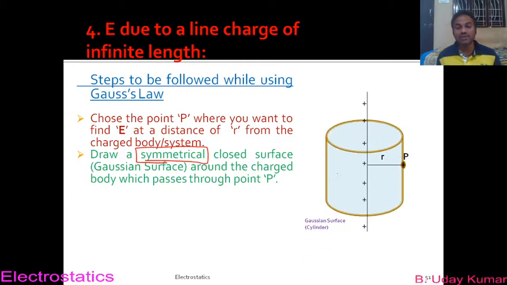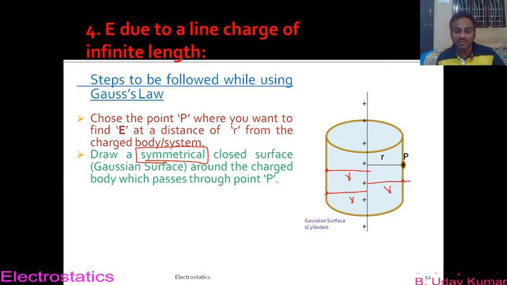So this is going to be the Gaussian surface that is symmetrical, and it is also passing through point P. Okay, so is it symmetrical? I hope you got it, because it is symmetrical. If you consider any point along the curved surface of this cylinder, for example, if I consider this point, it is at a distance of small r, and if I consider this point, it is also at a distance of small r.